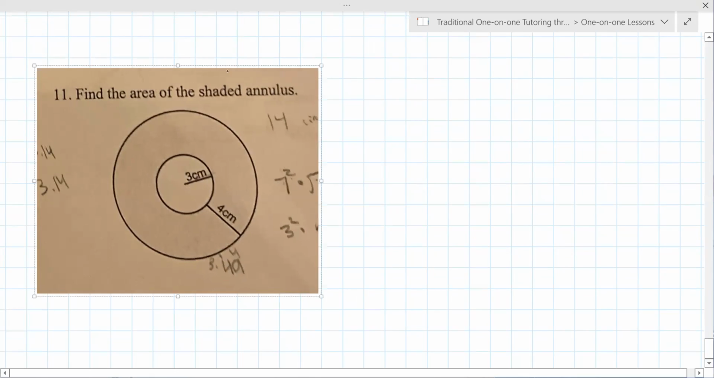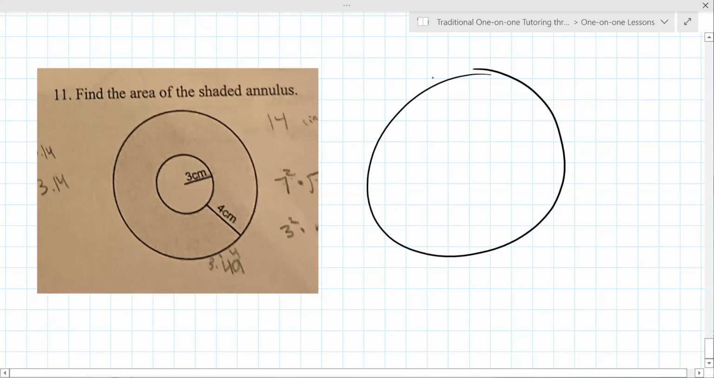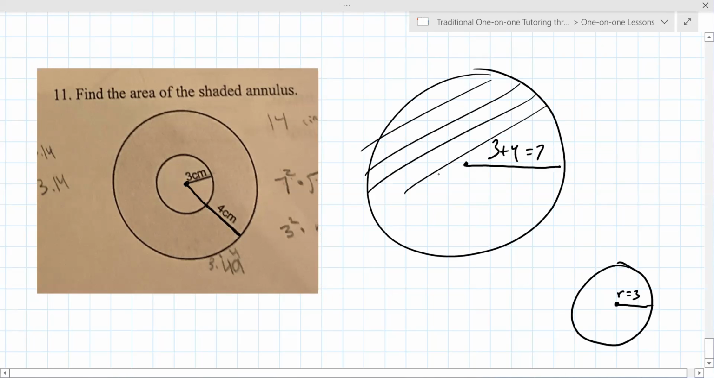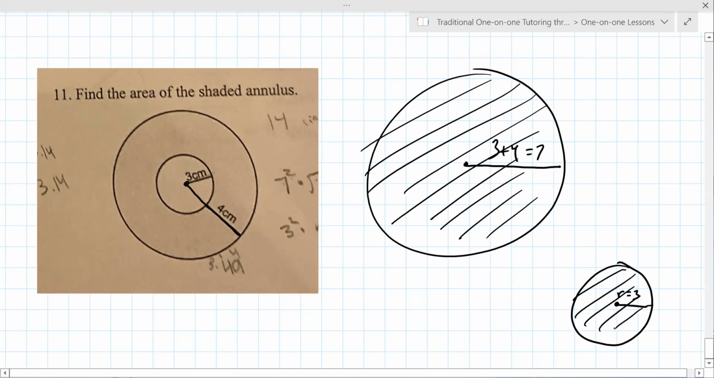Okay, this one was a little weird. You really want to draw the large circle and then the small circle. Now, what's the radius of the small circle? 3 centimeters. What's the radius of the large circle? 4 centimeters. Nope. The radius of the large is 3 plus the 4, which is 7. That's why it's so important to draw these things out. They're all deceptive. They make them a little harder than they need to be. So you find the area of the large and subtract the area of the small.